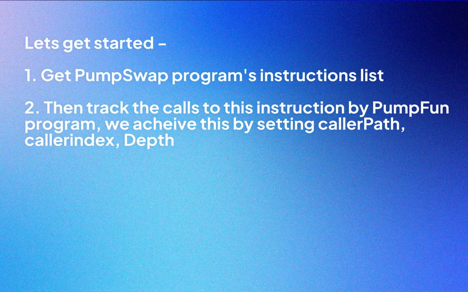Firstly, we will check what instructions the PumpSwap program has. We will check this using the instructions API, and when we are able to pinpoint which instruction is used for creating a pool on PumpSwap, then we will write a query to track this particular instruction call by the program PumpFun by setting depth, caller index and call path.